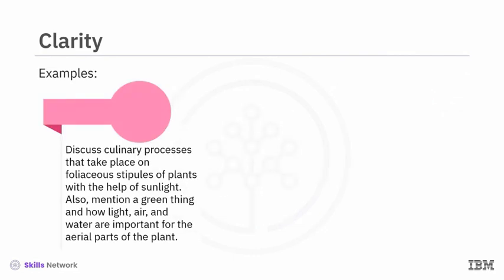Discuss culinary processes that take place on foliaceous stipules of plants with the help of sunlight. Also mention a green thing and how light, air, and water are important for aerial parts of the plant. This prompt has much ambiguity. Nowhere does it explicitly mention the process you want to discuss. The prompt contains complex terminologies, which make it difficult to comprehend. It's also vague and does not clearly describe the task at hand.